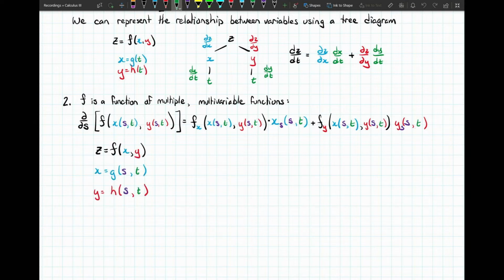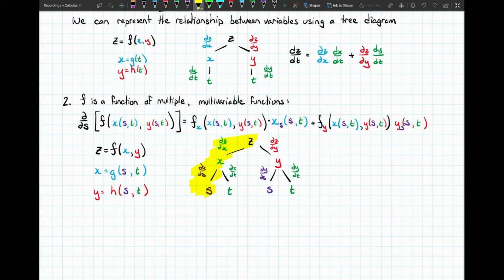If we wanted to think about the quantity z being dependent on x and y, the quantity x being dependent on s and t, and the quantity y being dependent on s and t, then we can draw our branches. In this case, z has two branches, off to x on the left and off to y on the right. X and y each have two branches, one for s and one for t. And so if we wish to find the partial derivative of z with respect to s, then we have to consider going down the left-hand branch through x and to s, as well as the right-hand branch, looking at the rate of change of z with respect to y and the rate of change of y with respect to s.